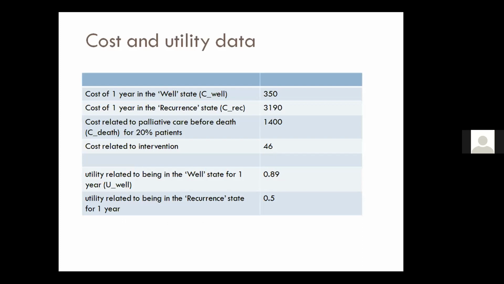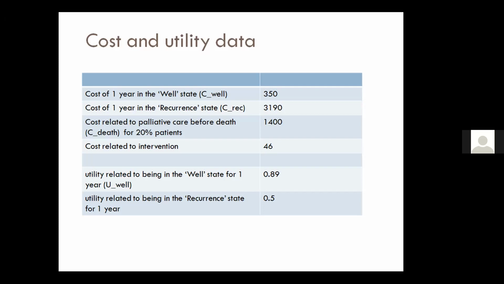For example, the cost of 1 year in the well state. Well may mean that you are under treatment. You are not really well in that sense. You are under treatment and keeping well. So the cost will be 350. But in the recurrent state, where you actually have a severe problem, and you are probably in ICU somewhere, 3,190. And if you are before death in hospital or something, you need palliative care. 20% of the people are getting that, 1,400.